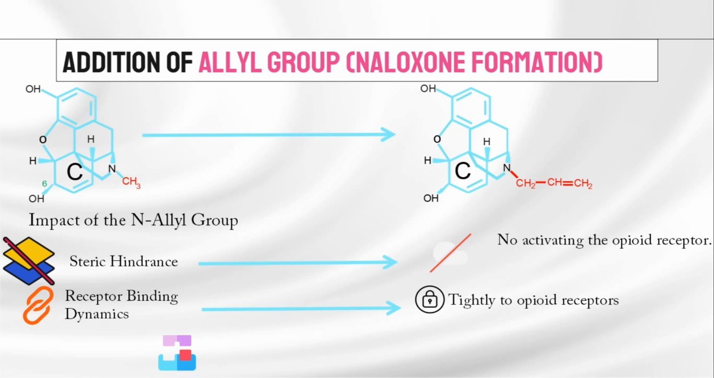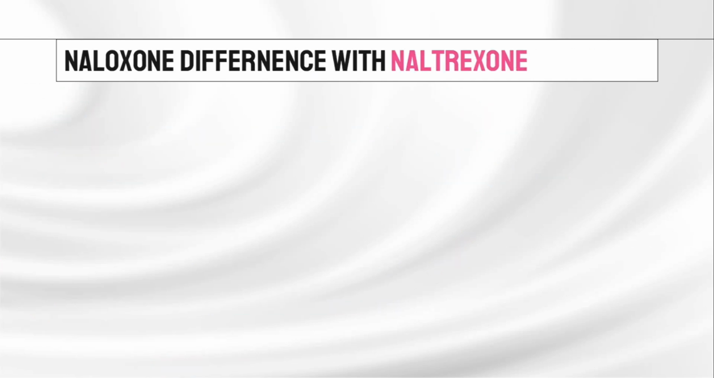The strong binding affinity of naloxone allows it to compete with and displace opioid agonists, like morphine, from the receptors. Antagonistic action: by occupying the receptor sites without activating them, naloxone prevents agonists from exerting their effects, effectively blocking the action of opioids. Let's break down the key differences between two crucial medications in the opioid landscape, naloxone and naltrexone.